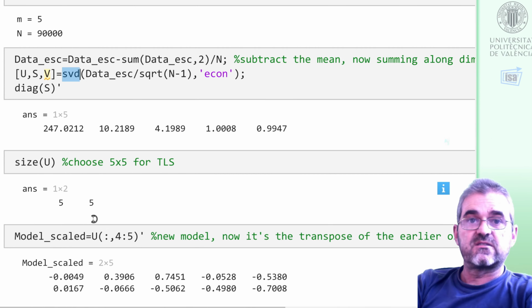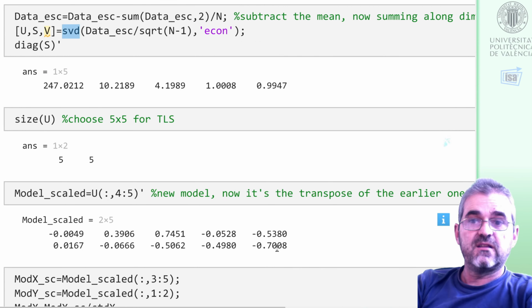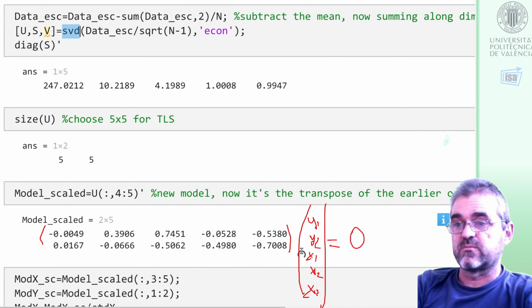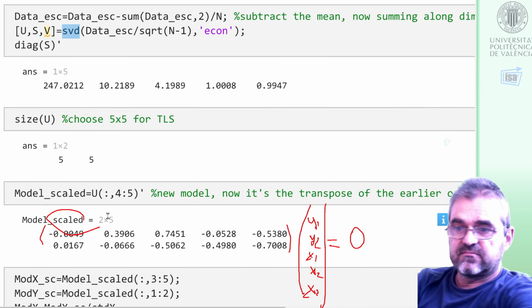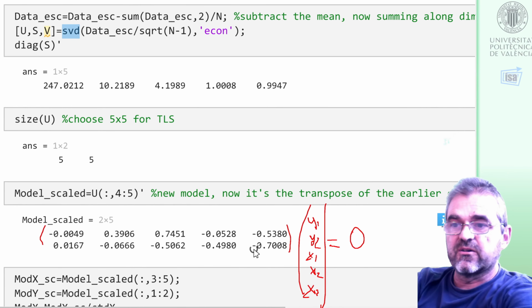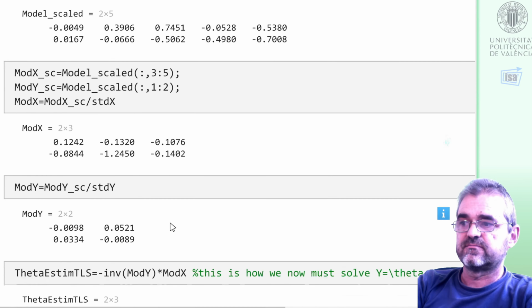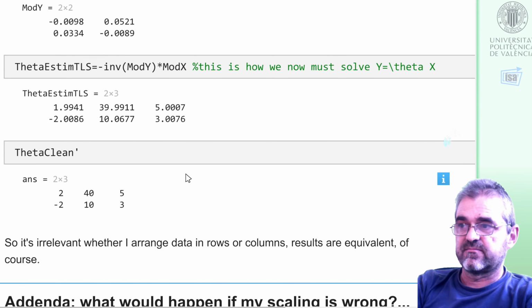We choose the last 2 columns of the U matrix in this SVD decomposition, and if my data are in column form, I assume this is the model. This is the model in scaled units. I would need to divide by the standard deviation of each of the columns of this model to get the model in non-scaled units. That's what I do in the mod X and mod Y lines of code. So that will be the unbiased total least squares estimate.